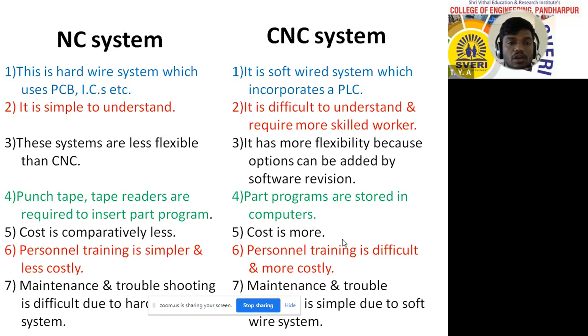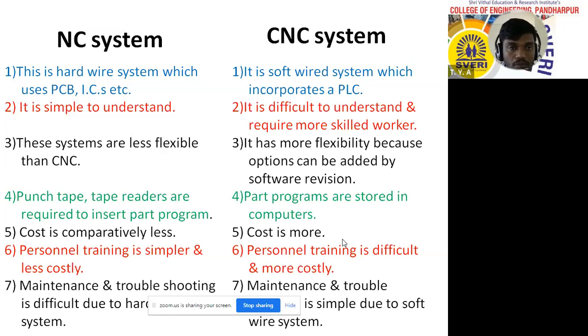Okay. Third point is, these systems are less flexible than CNC. हे कमी फ्लेक्झिबल आहे म्हणजे काय, की तुम्ही त्याच्यामध्ये जास्त मॉडिफिकेशन करू शकत नाही. जेवढे तुम्ही ऑलरेडी डिझाइन केले त्यानुसार तुम्हाला मॅन्युफॅक्चरिंग करता येईल. Exactly opposite in CNC, it has more flexibility because options can be added by software revision. ह्याच्यामध्ये तुम्ही खूप फ्लेक्झिबल राहू शकता in terms of the design, manufacturing, then programming. You can change at any time, you can manufacture a different product at any time.